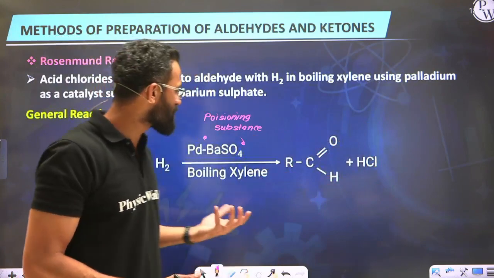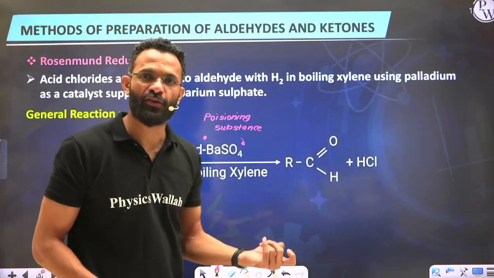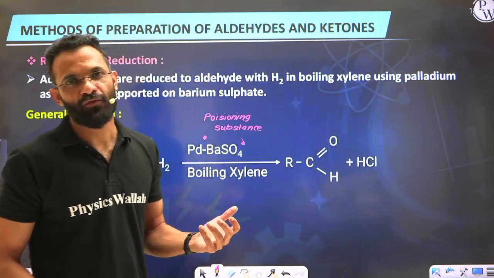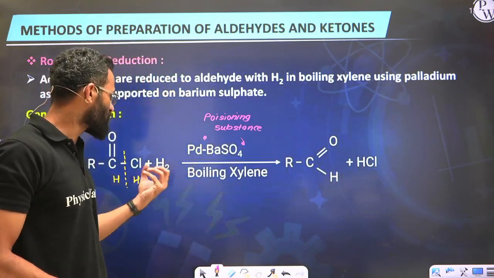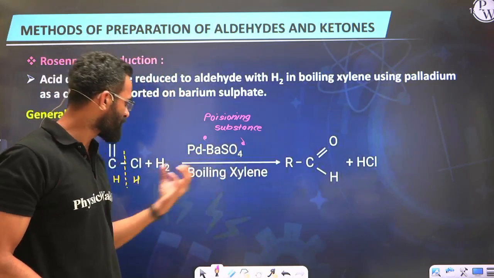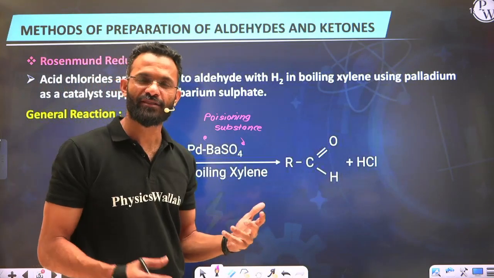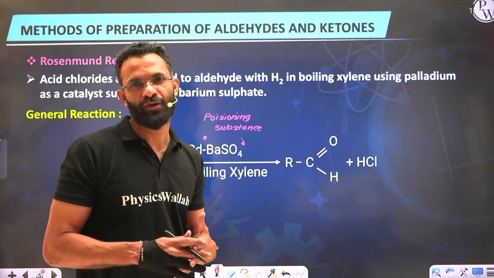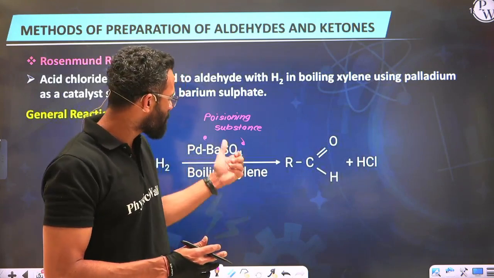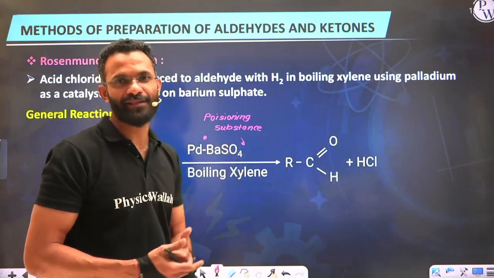Now, other than this, we also use sulfur or quinoline. The role of sulfur or quinoline is, in case an excess of H2 is available, that sulfur will react with that excess of H2 and get converted to H2S. That's how sulfur also plays an important role in helping the poisoning ability of barium sulfate.